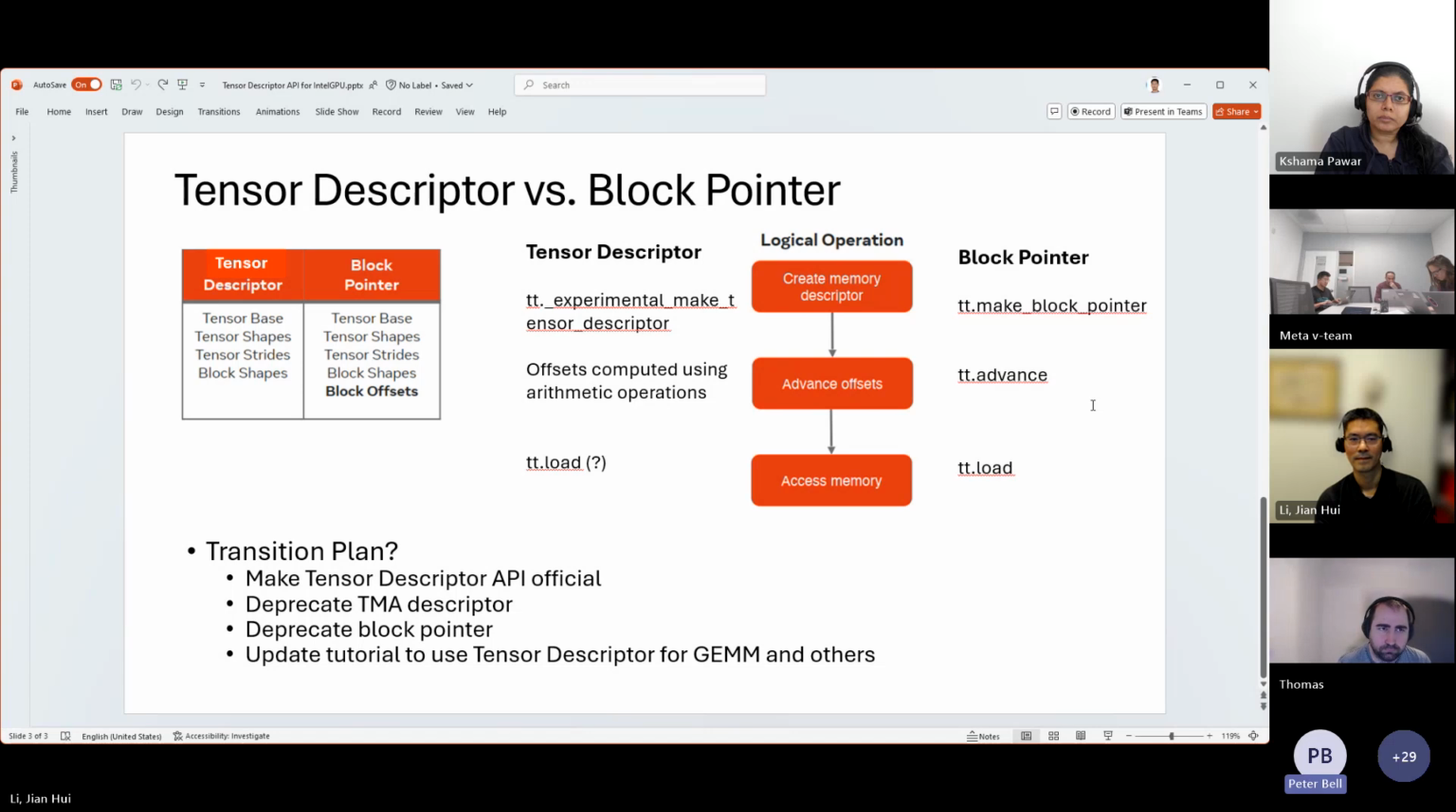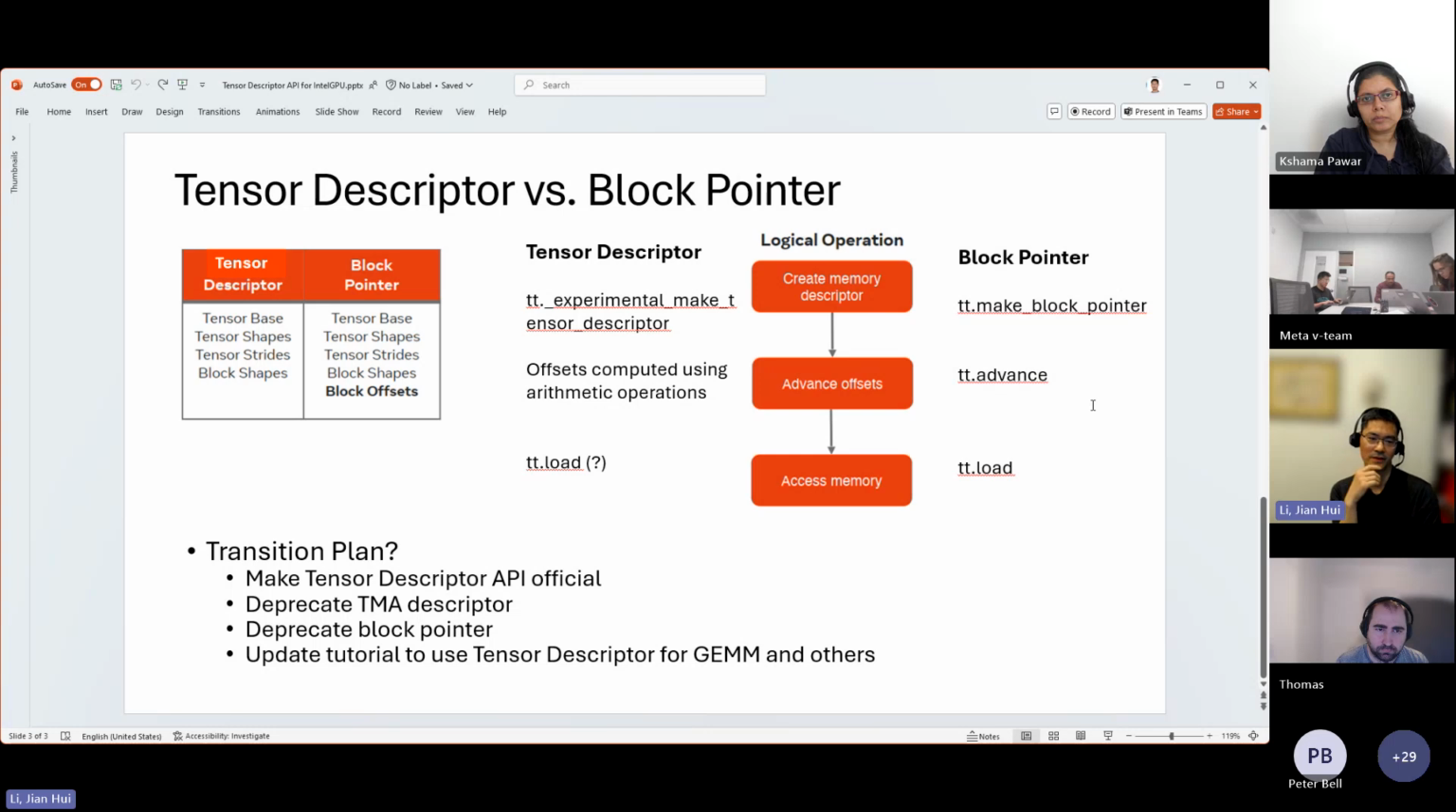Does that make sense? I know that it makes sense, but now we have two sets of operators that do very similar things. Yeah, the plan is definitely to deprecate block pointer and transition over though. So long term, we're going to just rip all the block pointer stuff out.